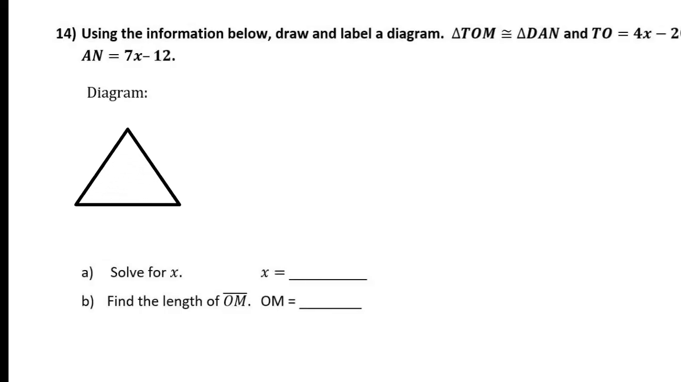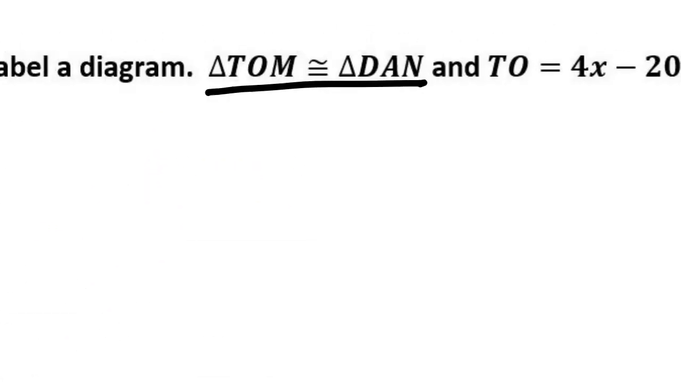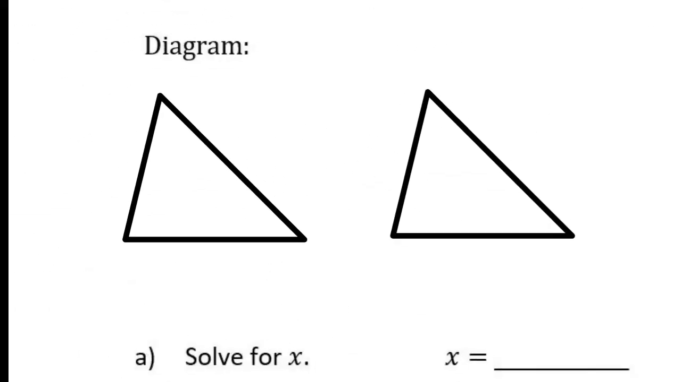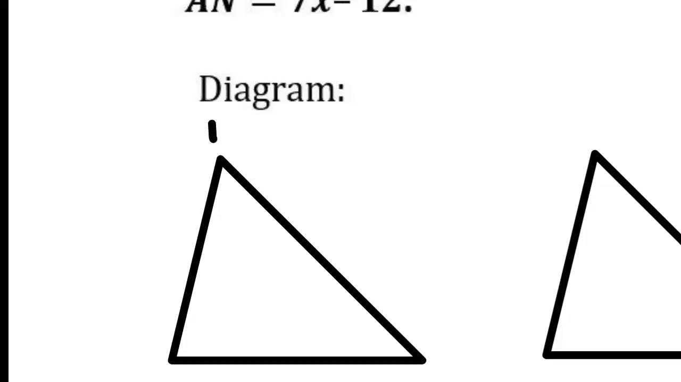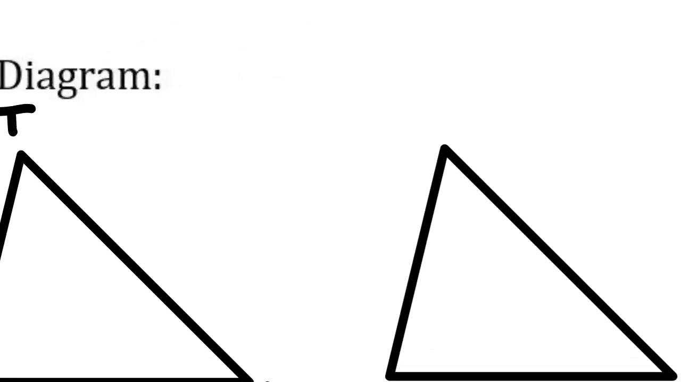So I'm going to draw two triangles. There's one. There's my second one. I want them to look as similar as possible because we were told that these triangles are congruent. So one of my triangles is TOM. The other triangle is DAN.